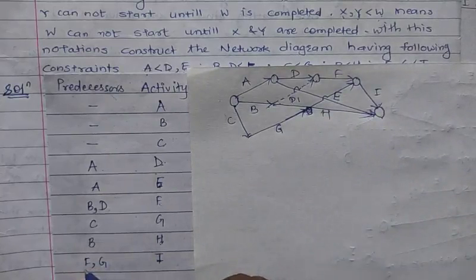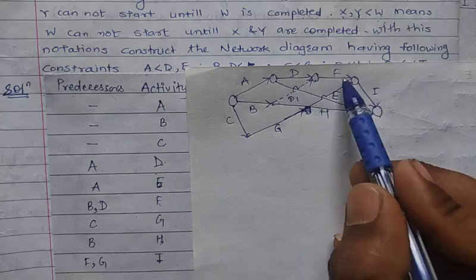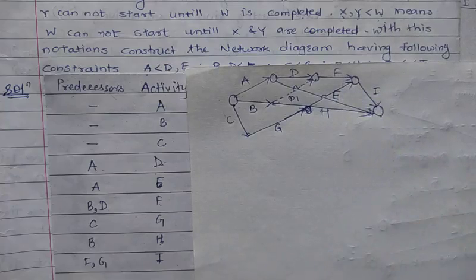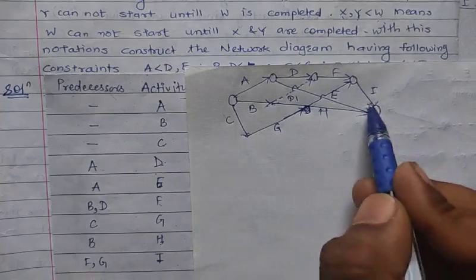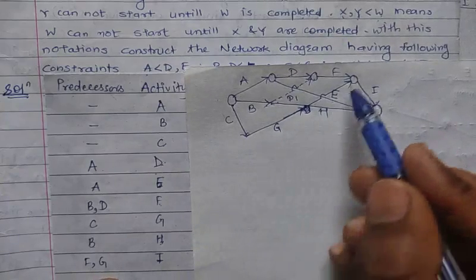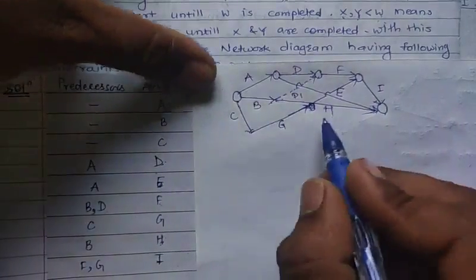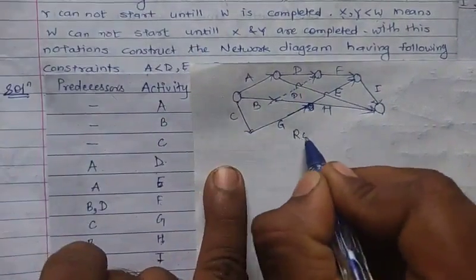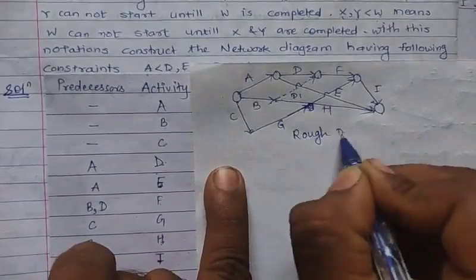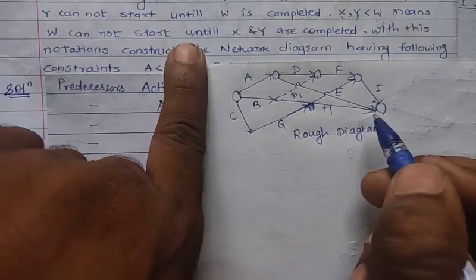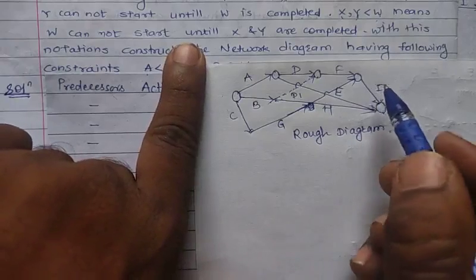Next, F goes to I and G goes to I. So it completes all the activities. Okay, so this is the rough diagram. Now we want to draw its suitable diagram.